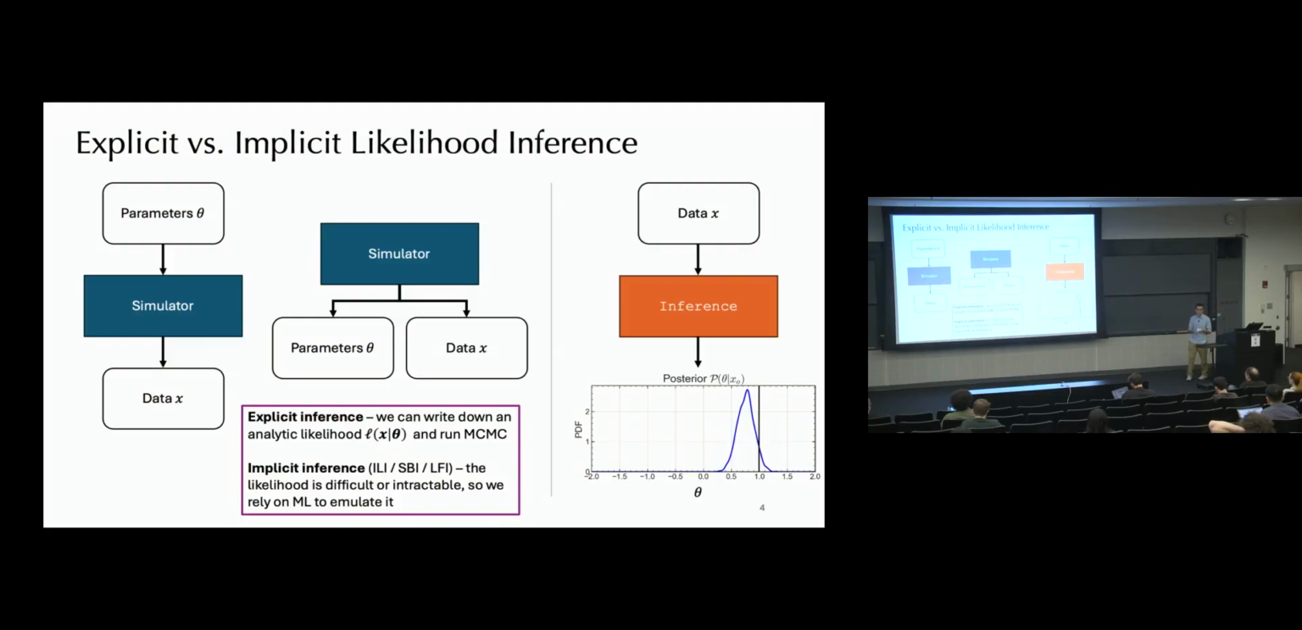And there's 2 key distinctions here, right? I can either totally understand my simulator and write down an analytic likelihood of the probability of observing a given x given some parameters, theta. And if I can write that down well, and preferably differentiably, I can run MCMC given some observed data and then measure the distribution of parameters, right? Or, and this is very often the case in cosmology, the likelihood is very hard to write down. It's either extremely complex and nonlinear, or it's really intractably difficult to compute. So a lot of the times we rely on machine learning to emulate that likelihood, right?